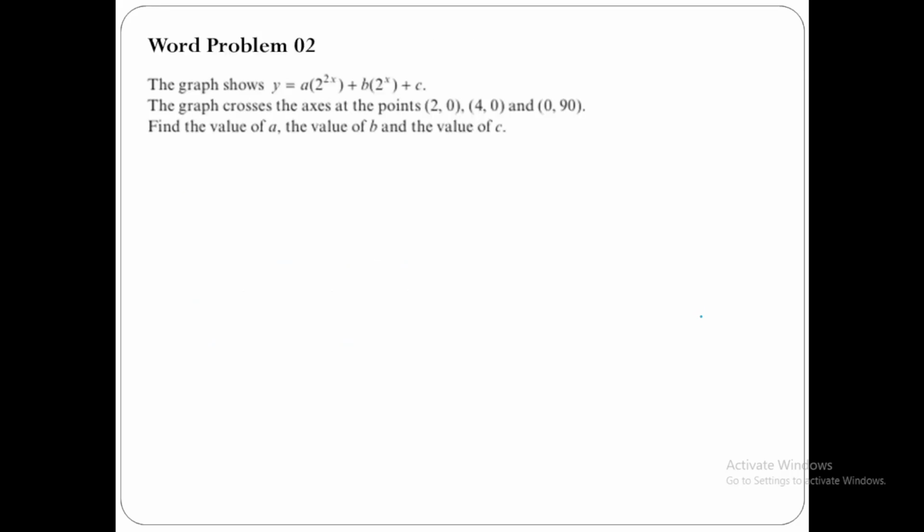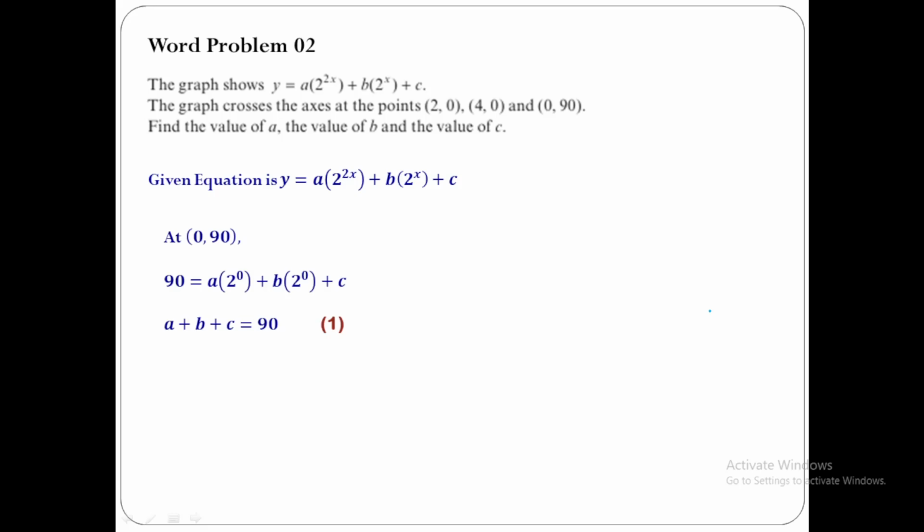The next question is also similar, but the function is different. It's an exponential function. The previous one was a linear function along with a square root function. Here the points are given as (2, 0), (4, 0) and (0, 90). The first step is we substitute (0, 90). x is 0, so 2 power 0 is 1. So a plus b plus c is equal to 90.